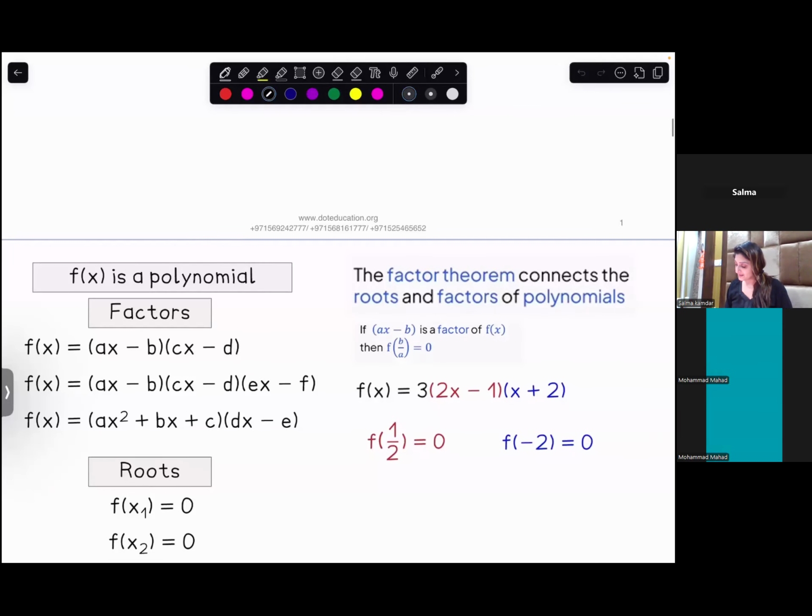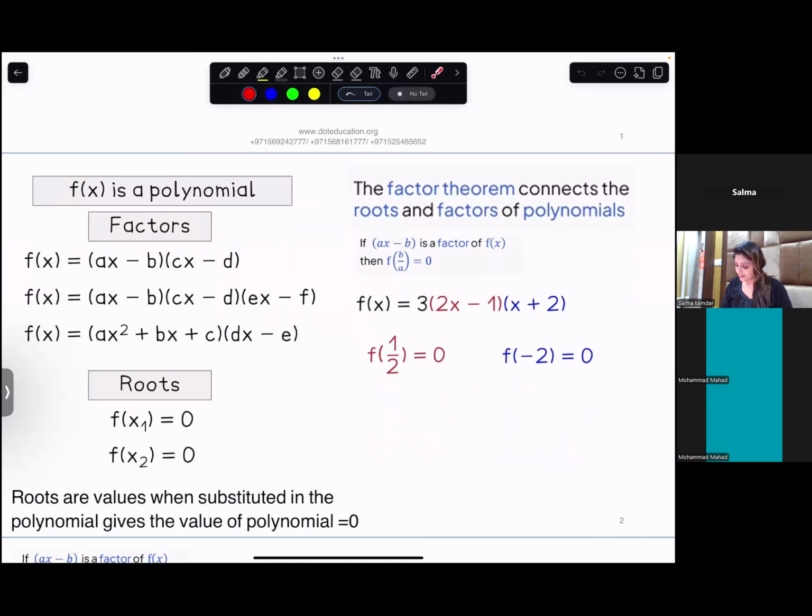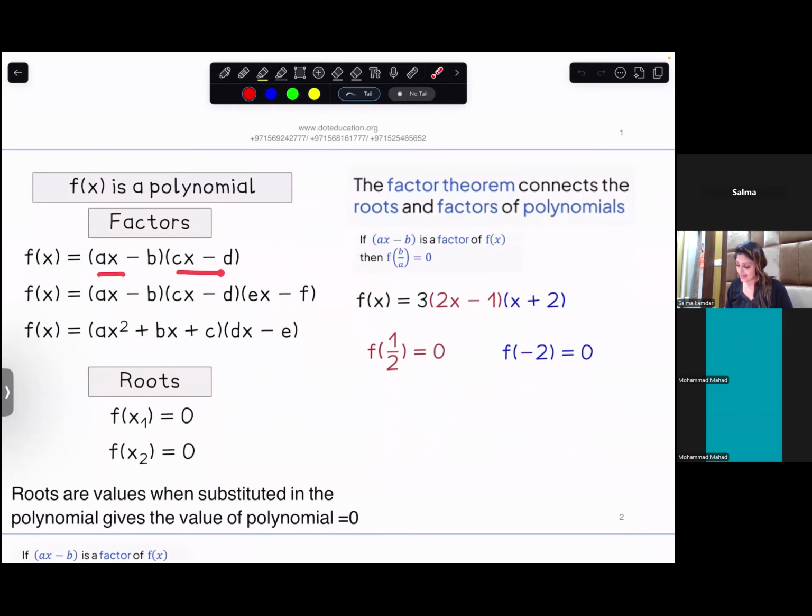Now, when I talk about the factor theorem, what does the factor theorem tell? I have ax minus b and cx minus d, and f of x is my polynomial. If ax minus b and cx minus d are factors, what does it mean? It means that ax minus b is going to be equal to 0. When I say it's a factor, it means that ax minus b is equal to 0. So in this f of x, you will substitute x is equal to b by a.